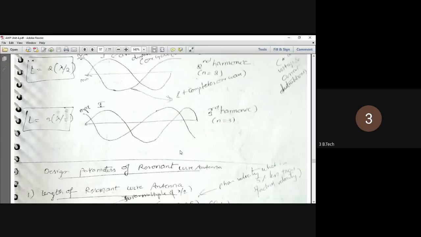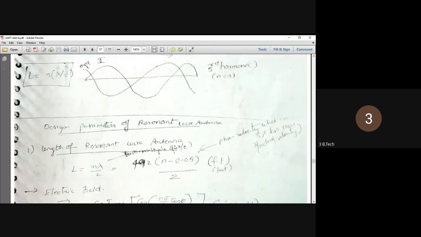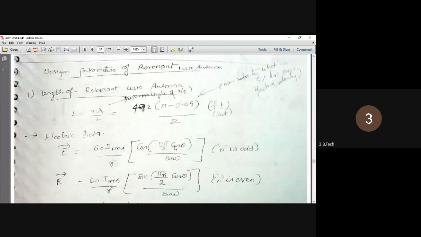L is equal to 3 lambda by 2 condition. Third harmonic, n is equal to 3. It also completes the variation, you can see here, right? So the design parameters of resonant long wave antenna: the first design is L is equal to n lambda by 2. Its value in feet they have given here. So while you're designing this resonant long wave antenna, you can use this equation. Similarly, the electric field equation if n is odd, and the electric field equation if n is even are also given. So while doing design calculations, you can use these equations.